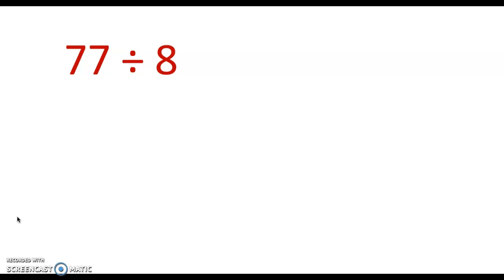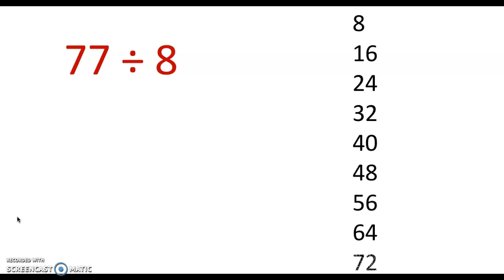77 divided by 8. Once again, I do not want to draw out 77 dots and hope that I get it right. So instead, I'm going to look at my 8 times tables. Let's write them out on the side. 8, 16, 24, 32, 40, 48, 56, 64, 72. Stop! If I went one more, that would be 80. That is too many if all I have is 77.